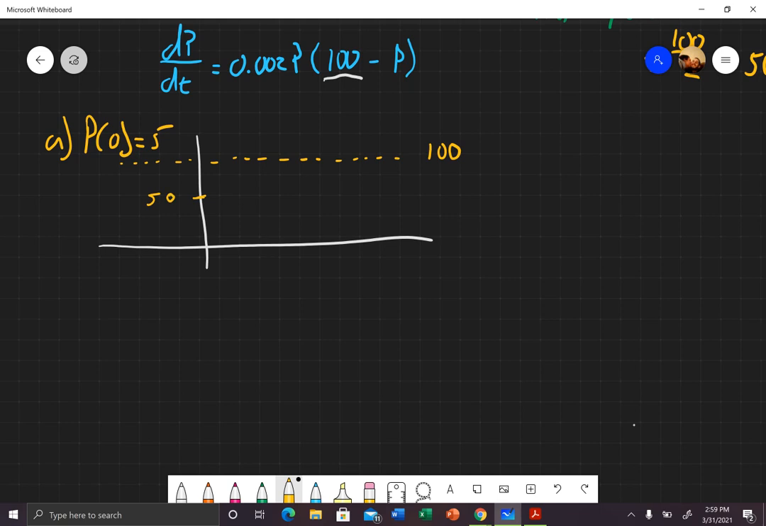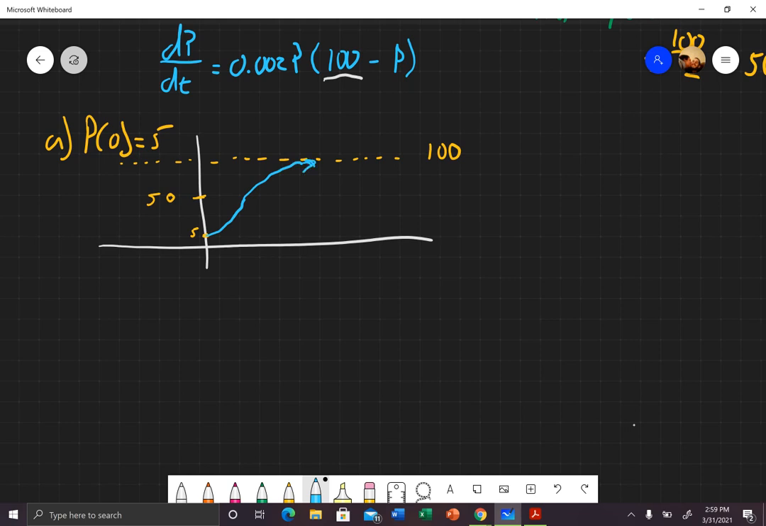Okay. And so I'm going to eyeball this here. Somewhere around here is going to be my starting value. My P of 0, this is going to be 5. It's going to be very, very low. And so for this particular one, I've got a starting point that's going to go up like this. And then somewhere around where this point hits 50, it's going to go from concave up to concave down.